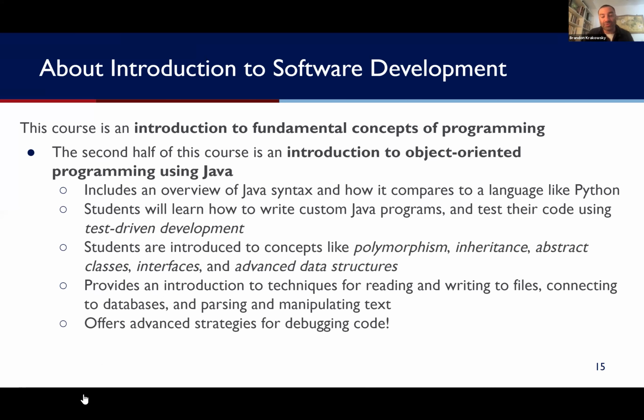In the second half of the course, we move into Java, object-oriented programming using Java. An overview of Java syntax. The syntax is very different in Java than it is for Python. I try to reach back to Python and compare the two languages as often as possible throughout the course. This is how we did it in Python. This is now how we're going to do it in Java, but it's similar concepts.